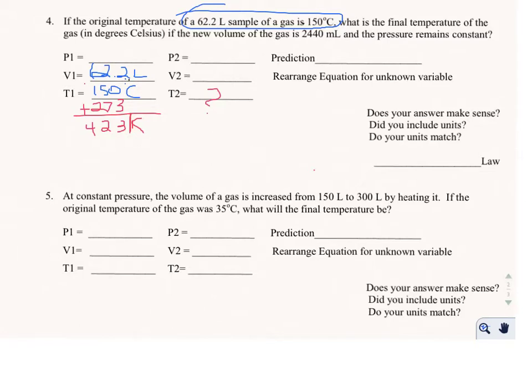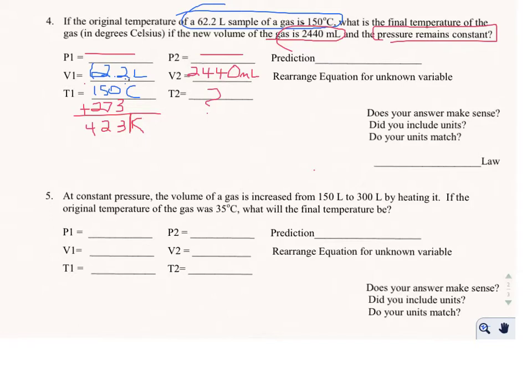If the new volume of the gas is 2,440 milliliters and the pressure remains constant. Since pressure is constant, you may cross out that term. The reason I have you list your givens is because 62 liters and 2,440 milliliters, the units do not match.